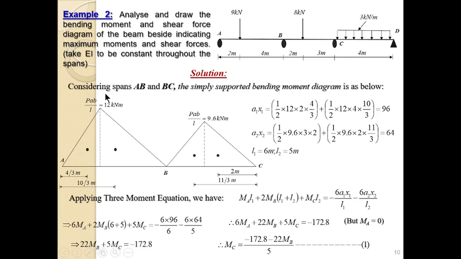So let's start by considering spans AB and BC. We have these two spans. In this span, we have a point load that is not at mid-span. When you have a point load that is not at mid-span, you will still have a triangle, but it's not going to be an isosceles triangle because the load is not at mid-span. How to calculate that load is PAB over L, where P is the load, A is the distance from this support to where the load is, and B is the distance from where the load is to the other support. So we do PAB over L.